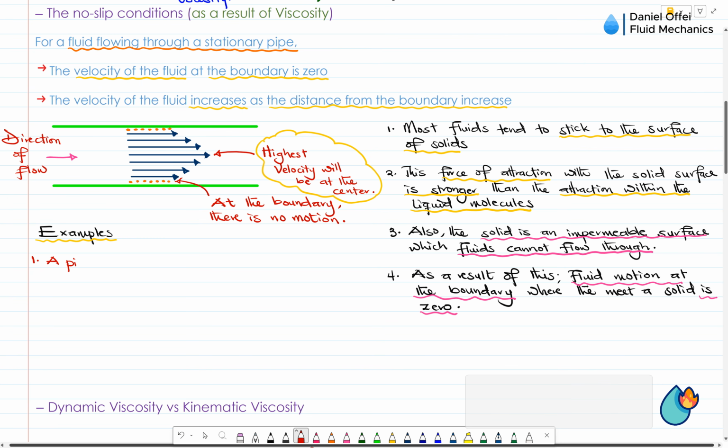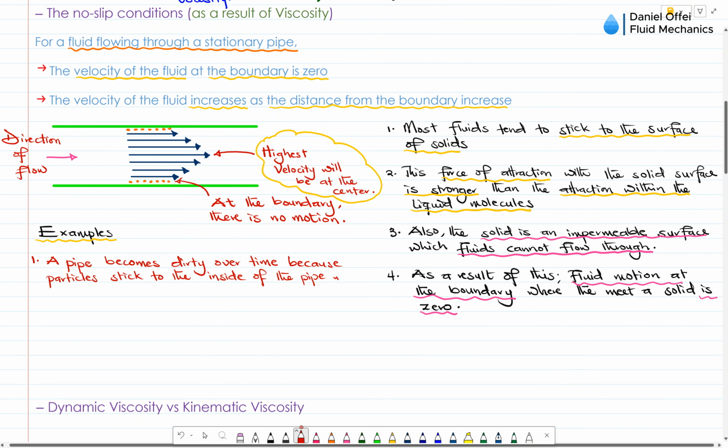An example we can give for the no-slip condition is this. Buy a brand new pipe and let clean water flow through it. After some time, the inside of the pipe becomes dirty because there is no movement at the solid-liquid boundary, and particles can stay there, which causes the pipe to be dirty.